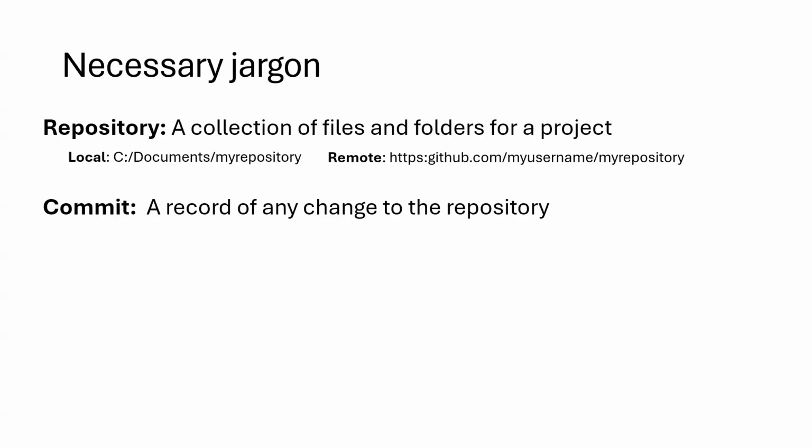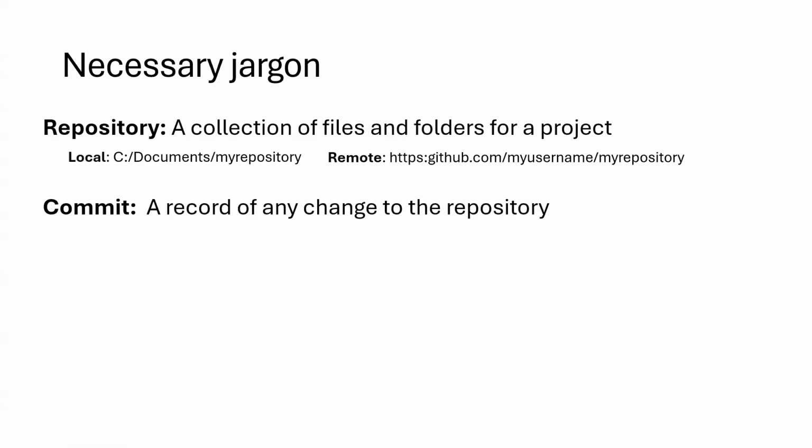Okay, so when I introduced GitHub, I brought up the idea of jargon. It's necessary, it's a little bit annoying, but these are useful terms. So there's a lot to learn. Now you should be familiar with a repository, a collection of files and folders for a project. A local repository is basically a folder that lives on your computer, and a remote repository lives on an online server, but essentially they're the same thing. And a commit is a record of a change to the repository.